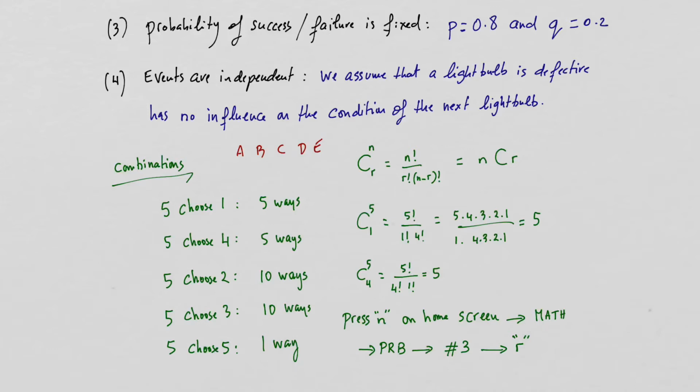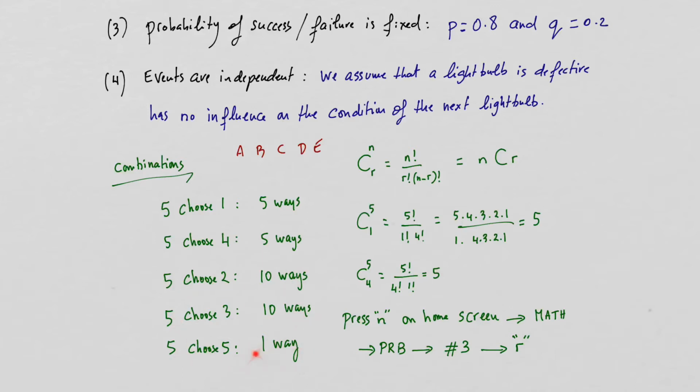But because I knew how to choose 2 out of 5, I already know how to choose 3 out of 5. If I choose these 2 out of 5, it's like choosing these 3 out of 5. Make sense? So if you know this, you know that's for free.